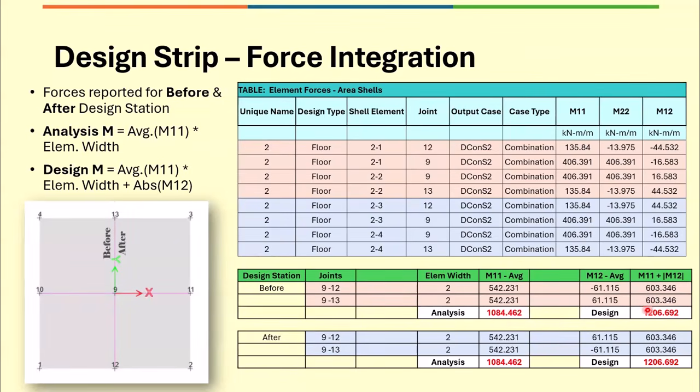Then if you look at the design, then it includes the twisting component, which is M12. So this is getting added here, and this is 1206. Same goes for after. I hope this clarifies the analysis strip force versus the design strip force.